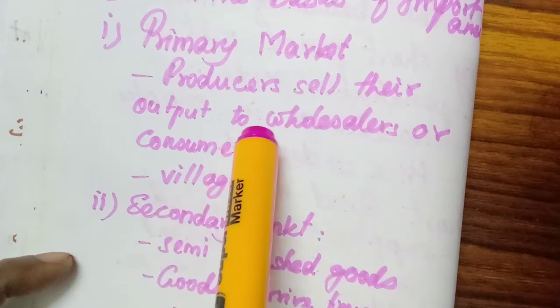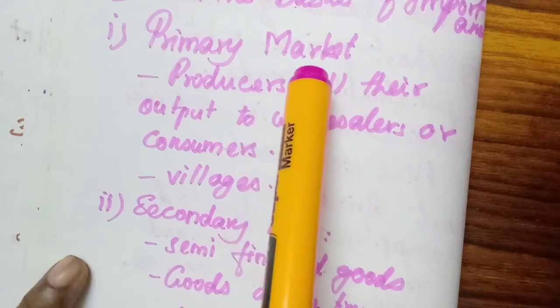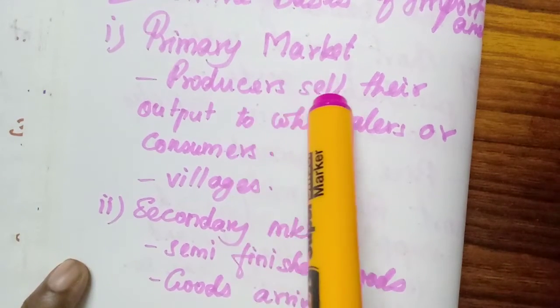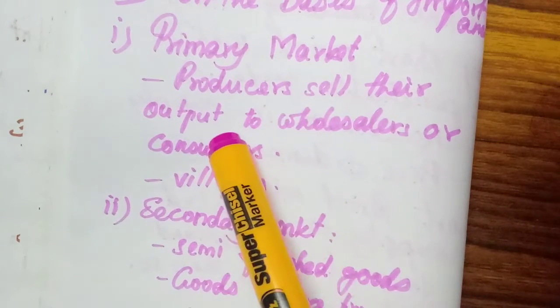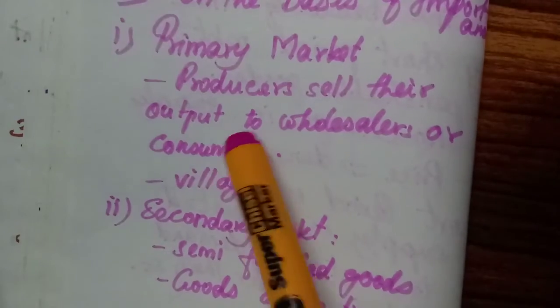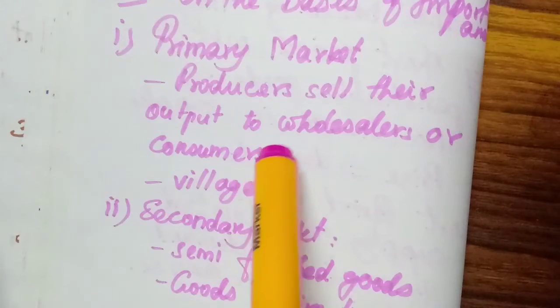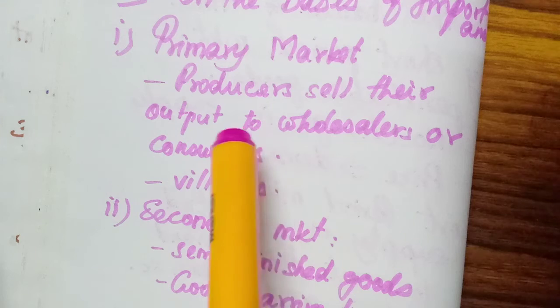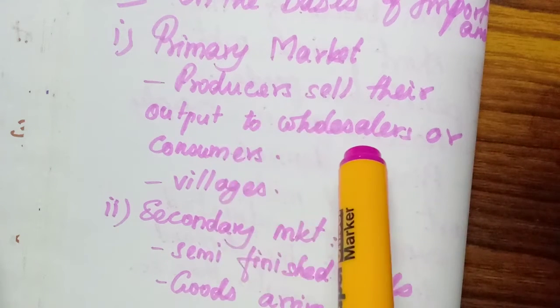Okay, here the producers, we can call them the primary producers, will sell their farm products or their produce. Produce means what they get from their field, their farm place, and they will sell their output to the wholesalers or to the consumers, anyone.